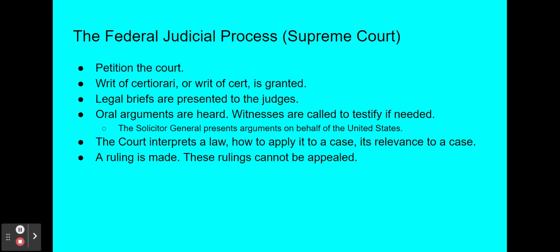For example, Roe versus Wade overturned a case from about 50 years previously. So these rulings can be challenged down the line, but that usually does not happen right away.